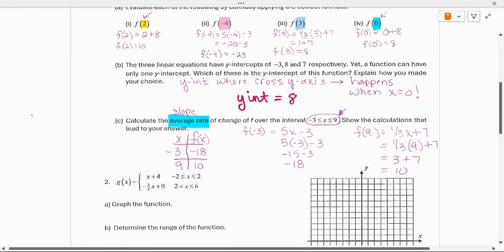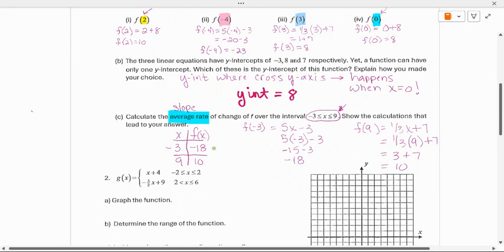So now we're going to calculate the slope because average rate of change is slope. Remember, we want our change in y. Well, from -18 to +10, that is 28 over our change in x. -3 to +9 is 12. So our average rate of change is 28 over 12. And I can divide both of those by 4. So our average rate of change equals 7/3.